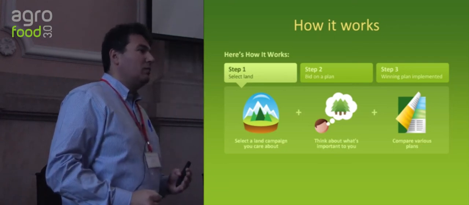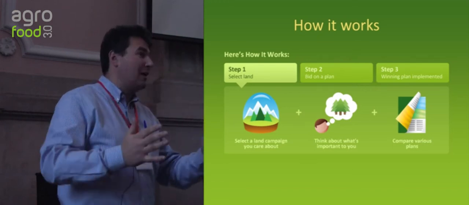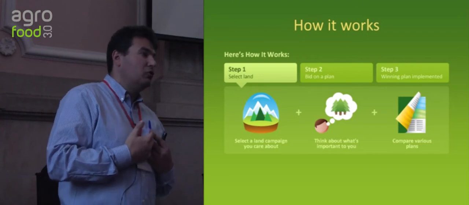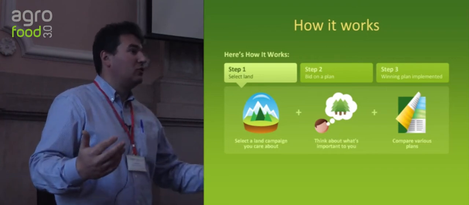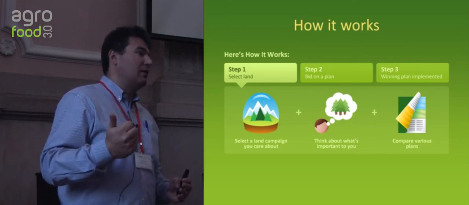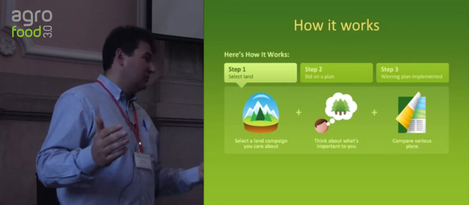And so that's the second way. So the first one is you go in, you look for land campaigns, auctions that are close to your heart, right? And you pick management alternatives that you like, and you start bidding. That's one way to interact with the website. Another one is to go in and set up your own auction.